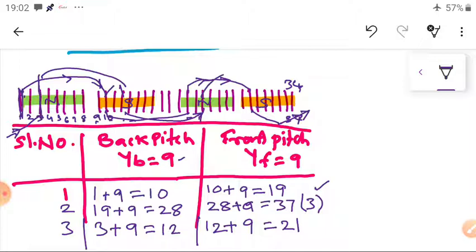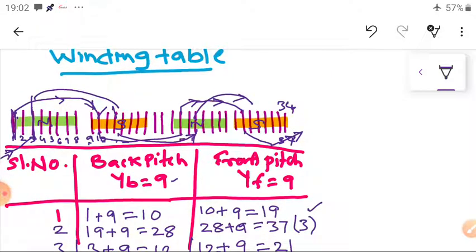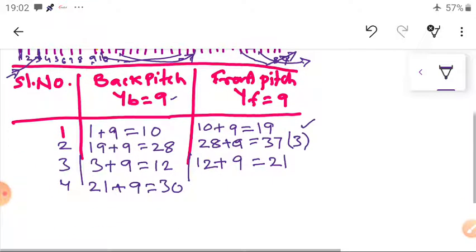After that, where does 21 have to connect? So I am going to connect 21 plus 9. What is the value? 30. So we are going to connect it at 30. Now from 30 onwards, where are we going to connect? I am going to write it here: 30 plus 9 is 39, but there is no 39 labeled conductor in my diagram.